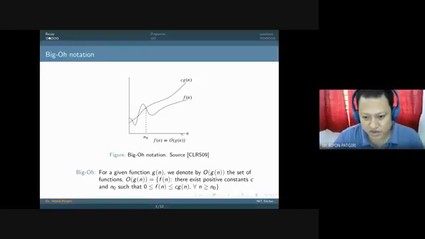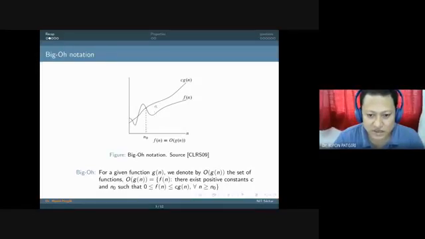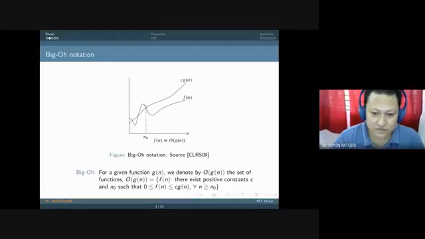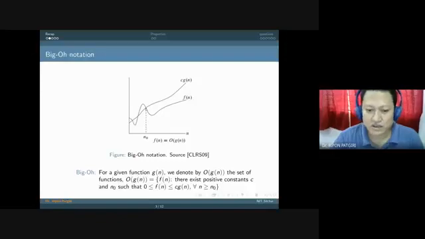The x-axis represents input size, and the y-axis represents the function behavior, your solution behavior. If there are two lines, f(n) and c of g(n), and f(n) is smaller than c of g(n), then f(n) equals big O of g(n). From n naught and backward, the function can behave anything, so we don't care about that.